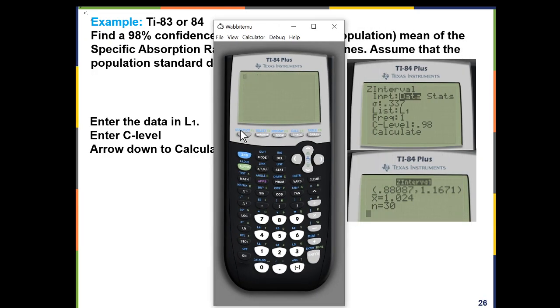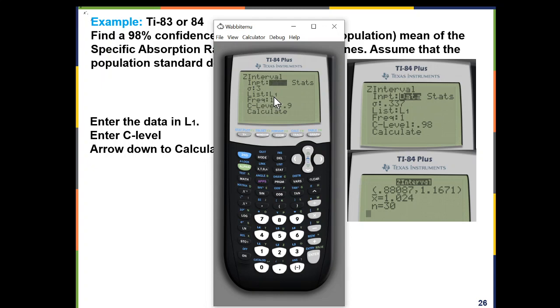So that's what I was talking about, if you wanted to do it by hand. Now, if you want to do it completely with the calculator, you go to stat, you go to tests, and you go to Z interval, and this time you pick data and press enter.